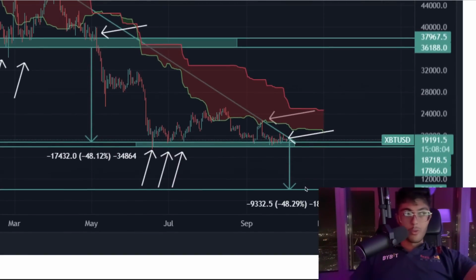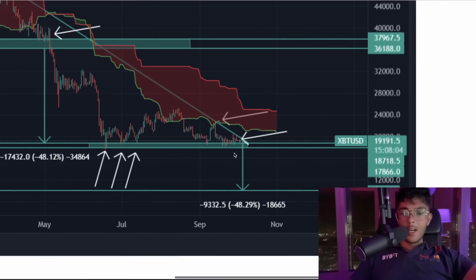And if we reproduce that same kind of dump again, that would be a $9,300 loss. And that would put us at about $9,900, at about the 10K mark. So quite a strong area of psychological support.